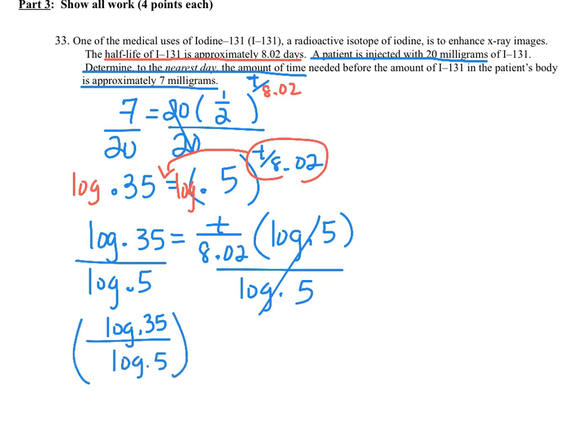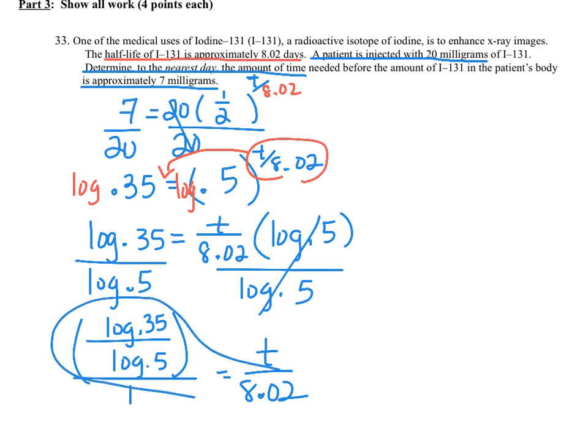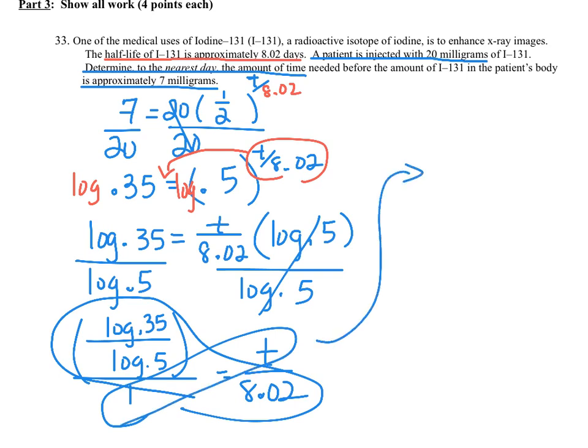Now you can put that in your calculator. It's 1.51457, and so on. And that value would be over 1, and this is equal to t over 8.02. So I'm just going to cross multiply. Okay, so I'm going to take these guys right here and multiply them, and then obviously 1 times t is just t. So we have t equals, so again, let me just kind of say that again.